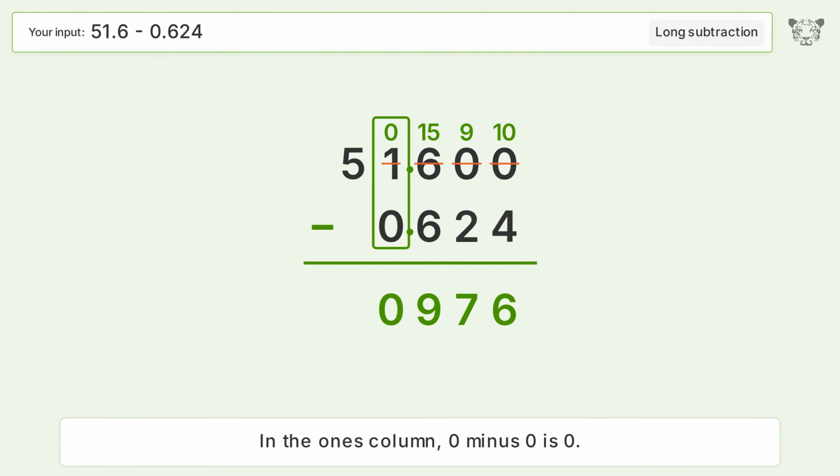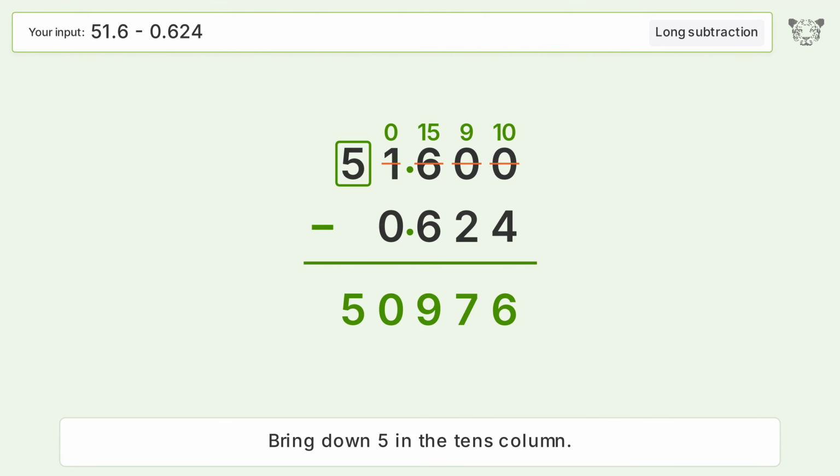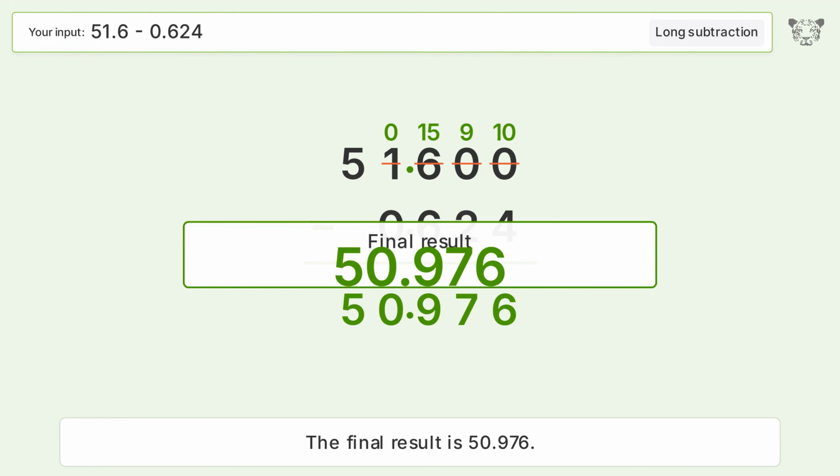In the ones column, 0 minus 0 is 0. Bring down 5 in the tens column. Bring the decimal point straight down into the answer. The final result is 50.976.